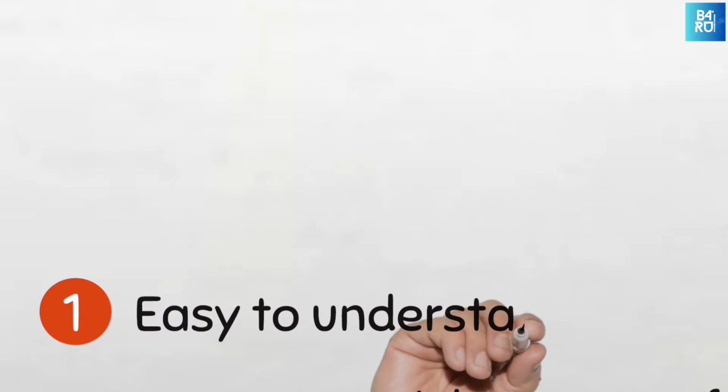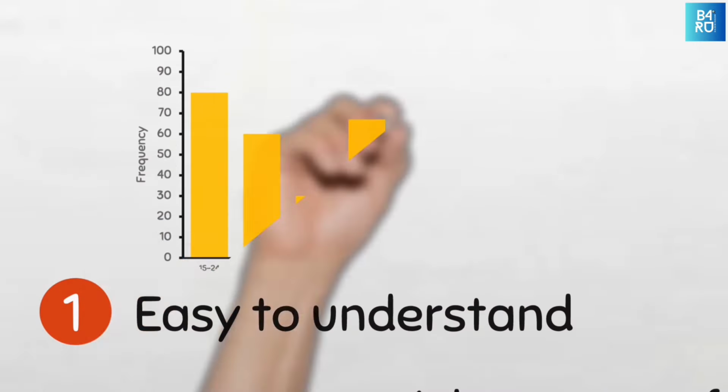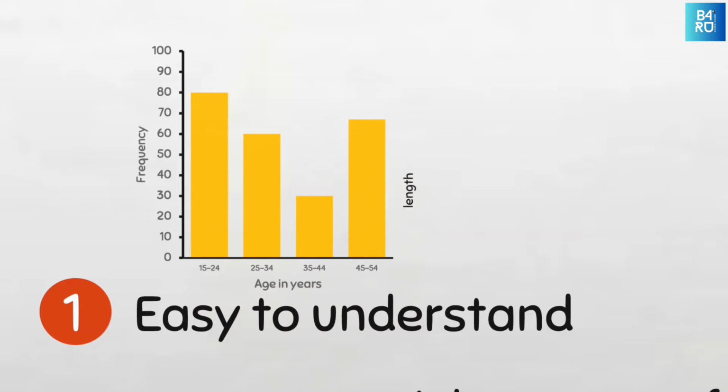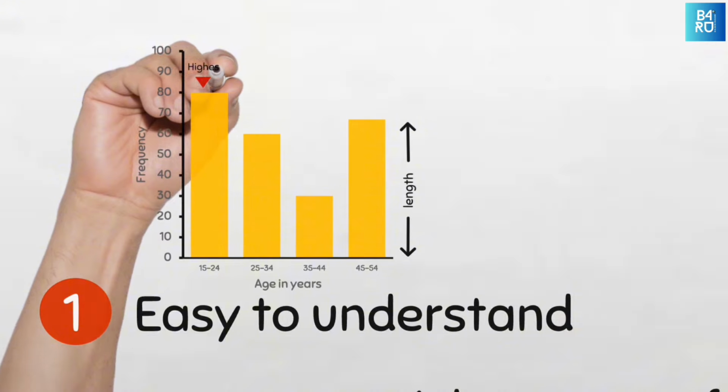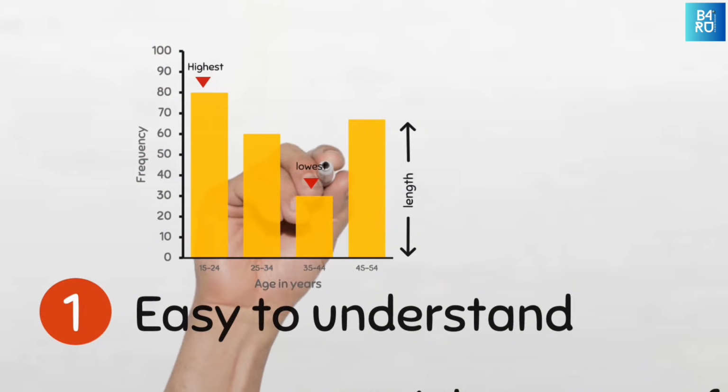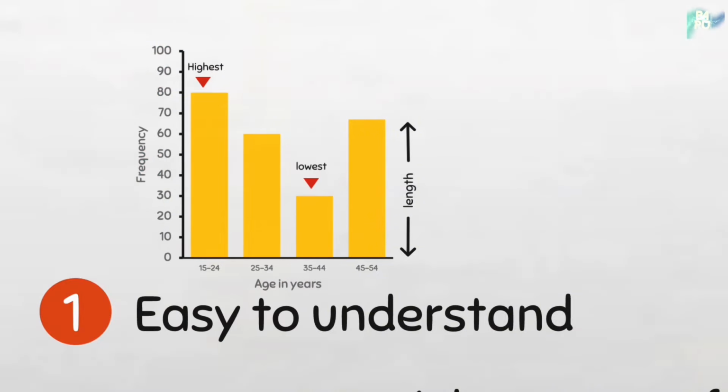Number 1. They're easy to understand. Bar charts are arguably the simplest charts to understand. People are naturally good at comparing the lengths of bars, making it easy for them to note which category has the highest or lowest value at a glance. So bar charts can be used for a broad audience as no prior knowledge is needed.